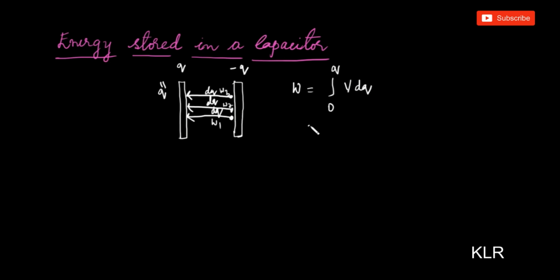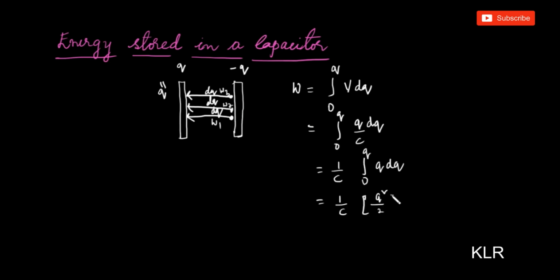So I have written that, from 0 to q. This v is equal to q by c into dq. So 1 by c, the capacitance is a constant quantity, so I'll write it outside the integral from 0 to q of dq. This is integral of x dx, and the integral of x dx is x square by 2. So here you will get 1 by c into q square by 2, from 0 to q.